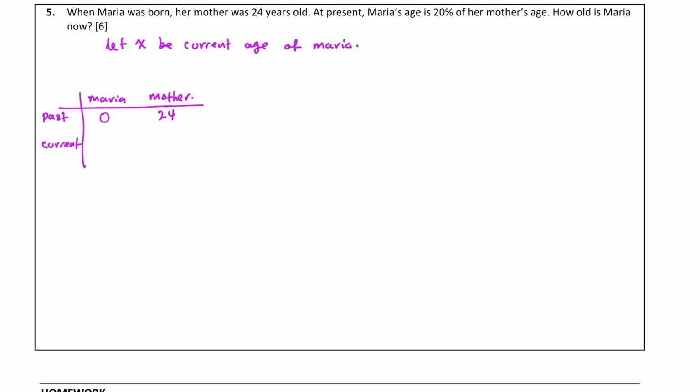Now, right now is x years later, so Maria is at age x, and she's 20% of her mother's age. So her mother's age should be 24 plus x, because it has been x years since. But we have to put that last sentence into an equation, and that's really the challenging part over here.